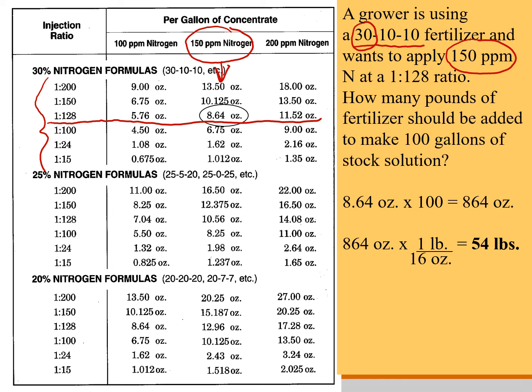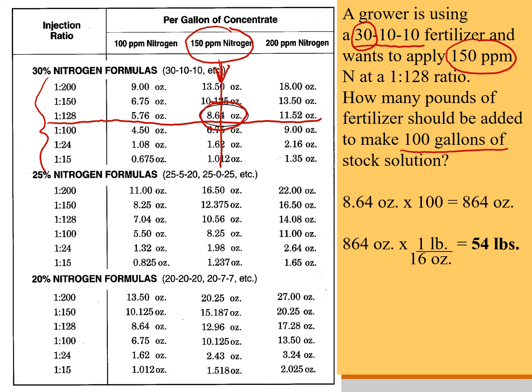Okay, so looking at it, I can see right here that where these 2 lines intersect, 8.64 ounces. So these are dry ounces, not fluid ounces. So this is saying that you would need to add 8.64 ounces of fertilizer per every gallon of concentrate that you want to make. Well, from the question, we can determine that we want to make 100 gallons of stock solution.